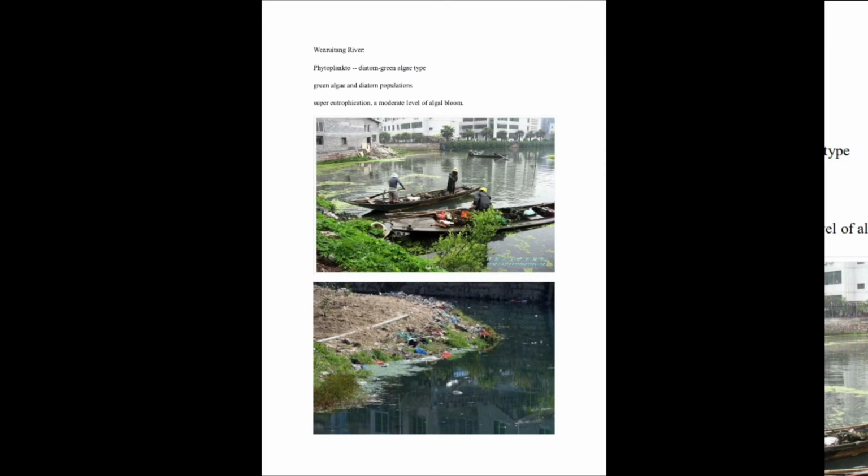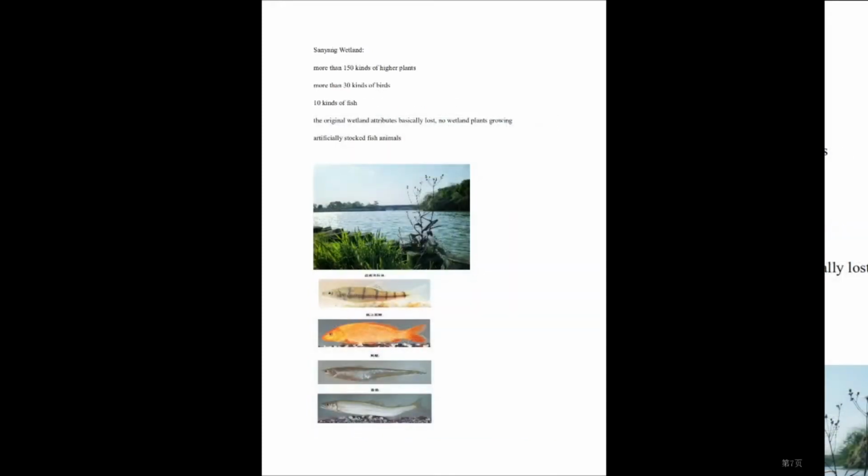The type of phytoplankton community in Wenruitang River is diatom green algae type, with green algae and diatom populations dominating throughout the year. The water quality is in a state of super eutrophication, reaching a moderate level of algae bloom. There are more than 150 kinds of higher plants in Zheng wetland, more than 30 kinds of birds, and 10 kinds of fish, which greatly enriches the ecological environment of Wenzhou.